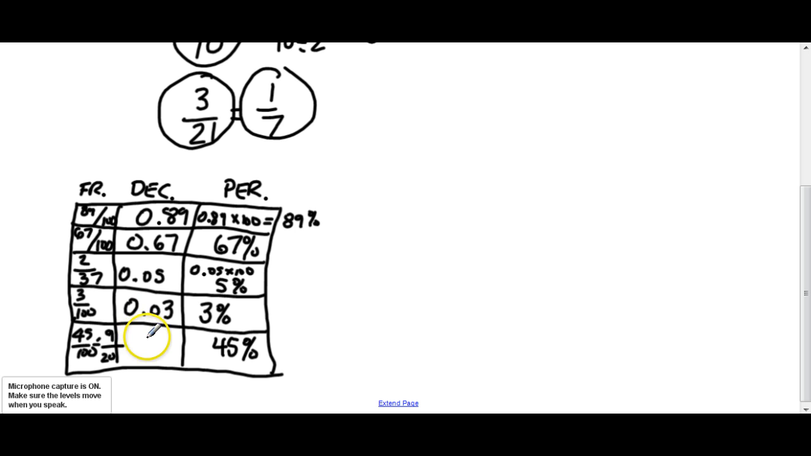And then if we want to find that as a decimal, we just take the numerator 9 divided into 20, and 9 divided by 20 equals 0.45. Okay, so that is how you convert fractions into decimals into percents, and percents into decimals and fractions, and decimals into percents and fractions. Very, very simple. Now that we understand how to do this, we want to talk about probability.